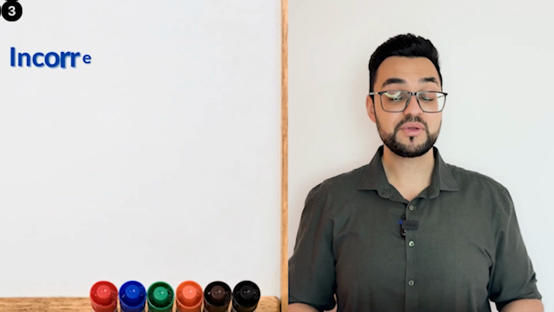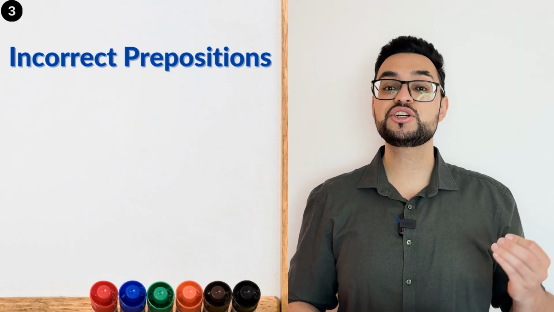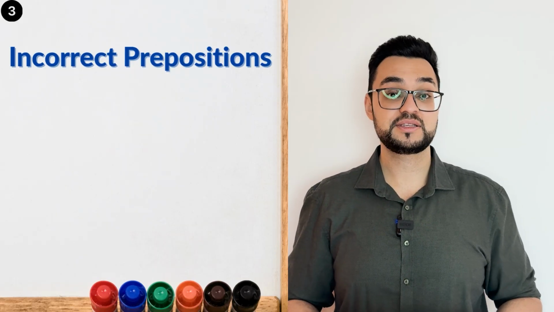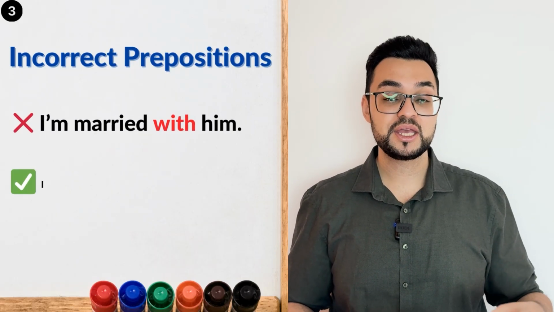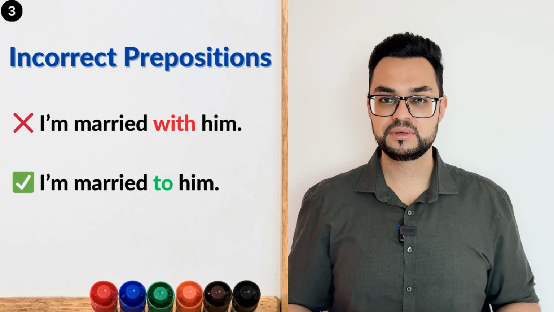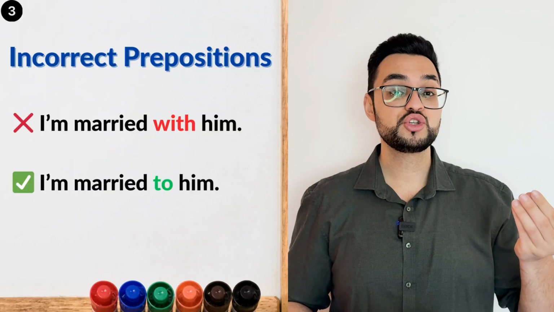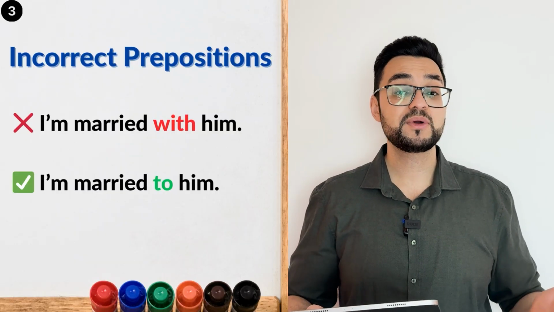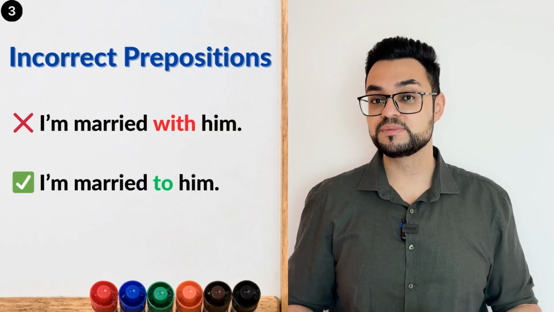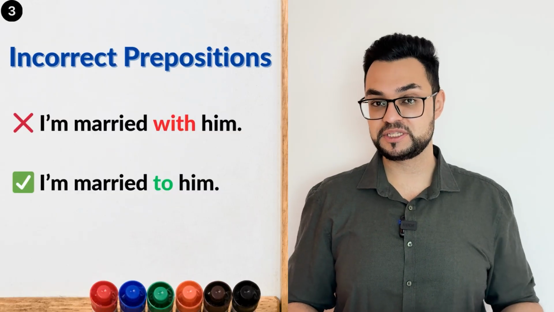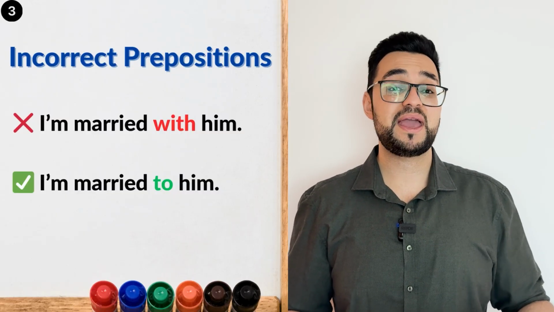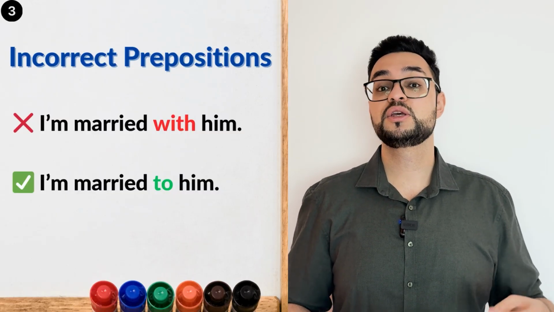Number three, using incorrect prepositions, like saying I'm married with him, which is wrong. It's I am married to him. Remember, in English, some verbs take certain prepositions. For example, we don't say married with, we say married to.